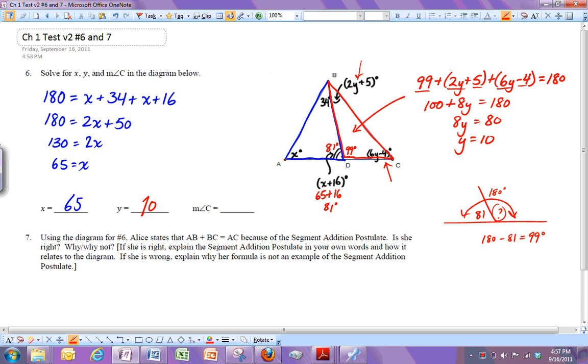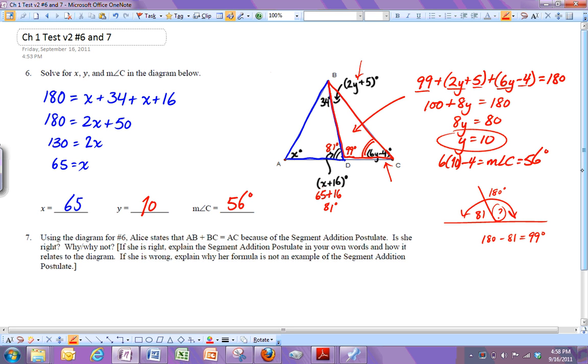Okay. Now I've got to figure out what angle C is right here. Well, I know it's 6Y minus 4. And I know Y is 10. So 6 times 10 minus 4 equals the measurement of angle C. That's 60 minus 4, 56 degrees.